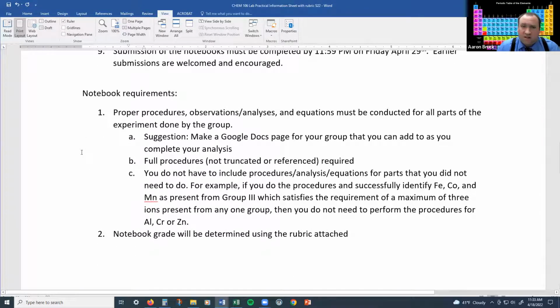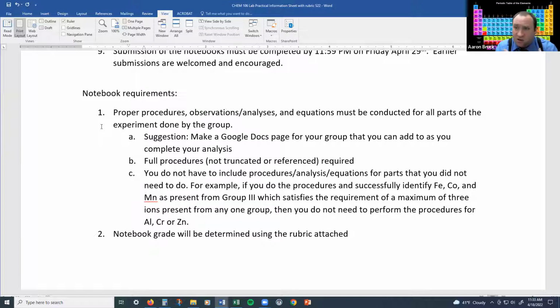As far as the notebook is concerned, it's very similar to what you did for the individual analyses. Make sure that you have proper procedures. Make sure that you have observations and analysis. Make sure that you've got the equations in there and that they're all formatted properly.